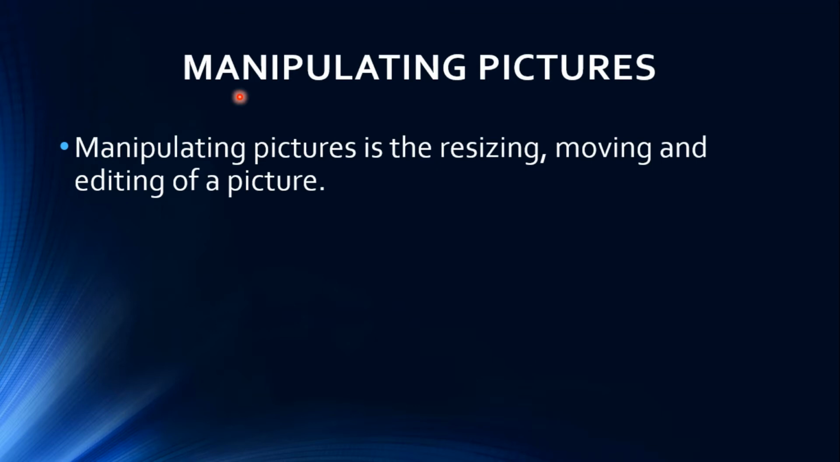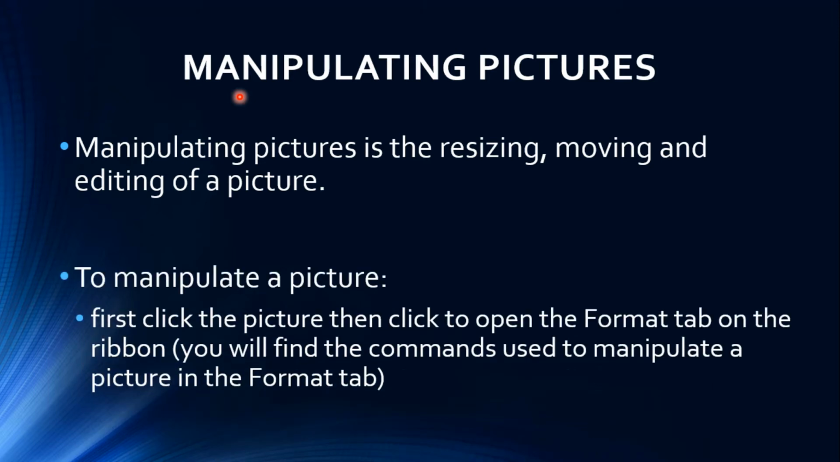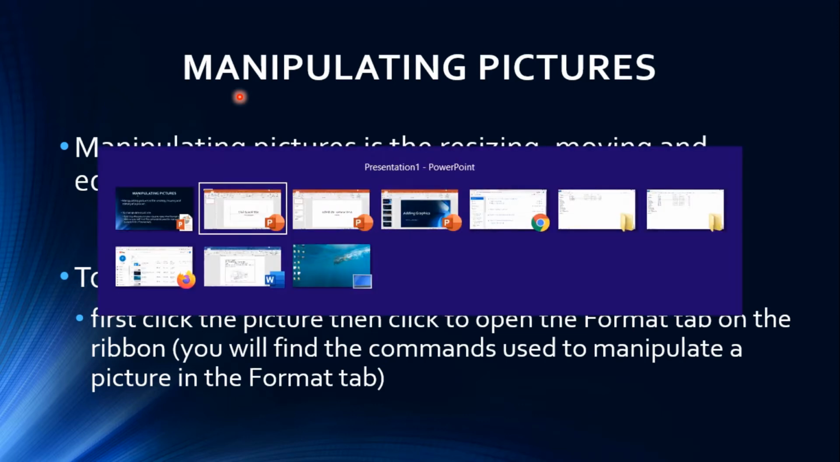Manipulating pictures is the resizing, moving, or editing of a picture. To manipulate a picture, we first click the picture to activate it, then we click to open the format tab on our ribbon. From the format tab, we can add a lot of things to our pictures. How can we do this? Let me show you.